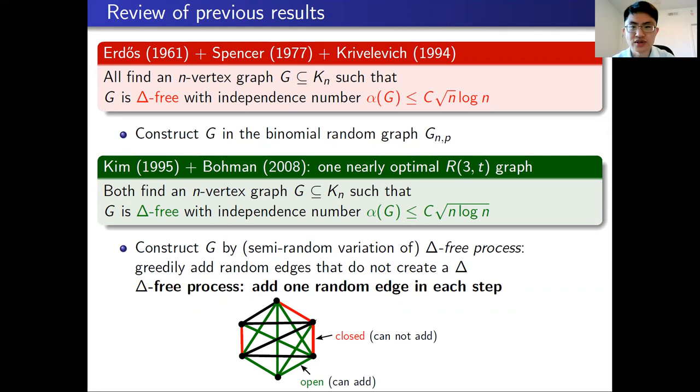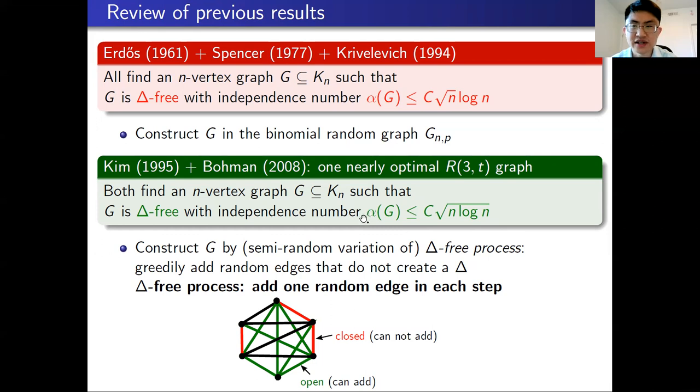So we only need to show that after many steps, the graph constructed in this way has small independence number, satisfying this condition. And that is what Bohman did in his 2008 proof. He analyzed this triangle-free process and showed that after many steps, the triangle-free graph constructed in this way really satisfies this condition.